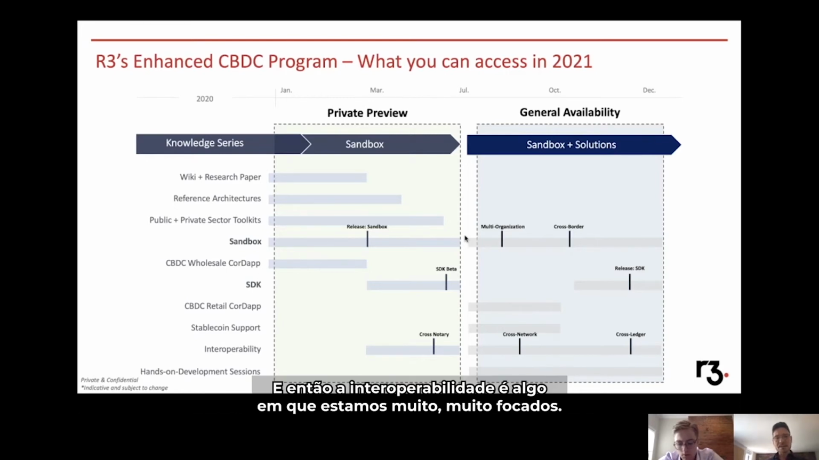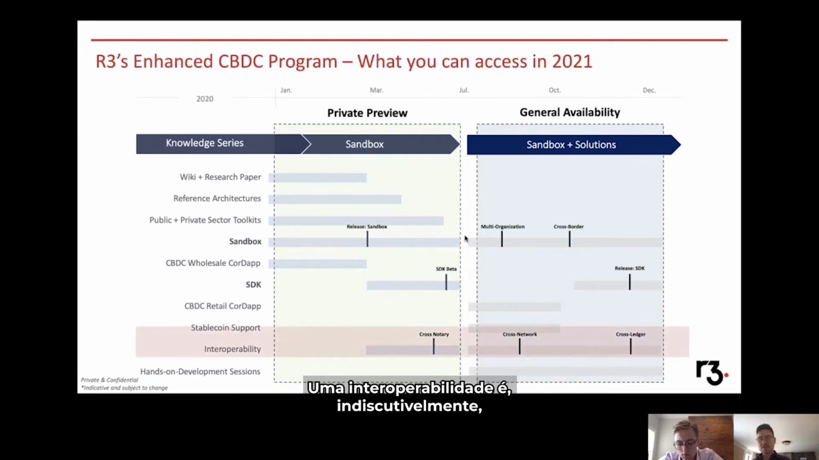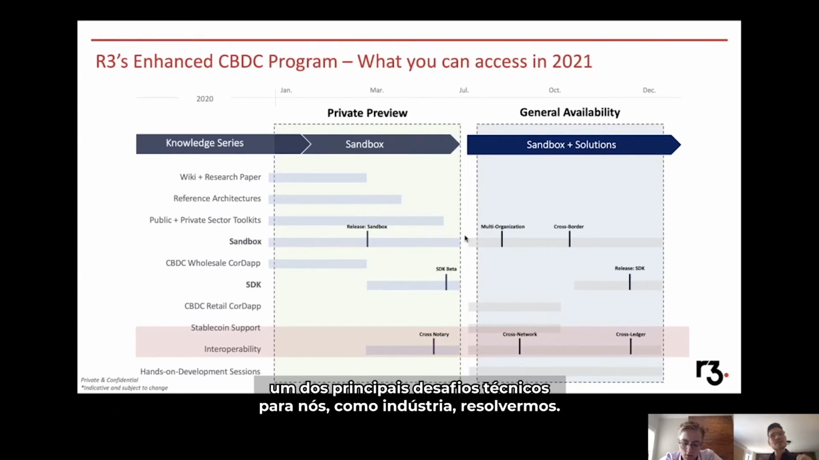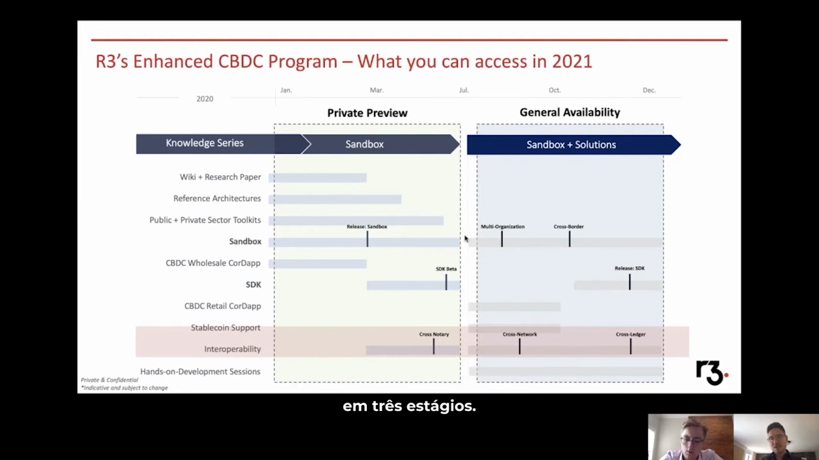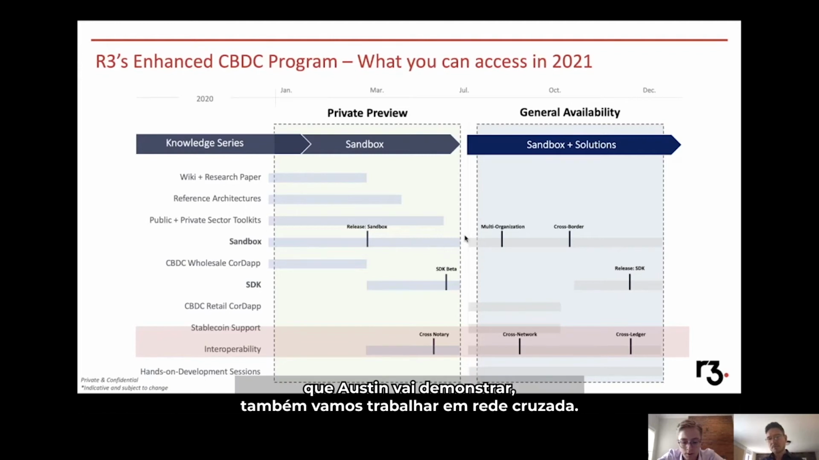And then interoperability is something that we're very, very focused on. And interoperability arguably is one of the key technical challenges for us as an industry to solve. So today, when you have a look at this demo of the sandbox, you will see a step towards solving some of those key technical issues. And what R3 has been doing in that space has been really looking to solve interoperability in 3 stages. Here you'll see the cross-notary atomic swap, which Austen will demonstrate.